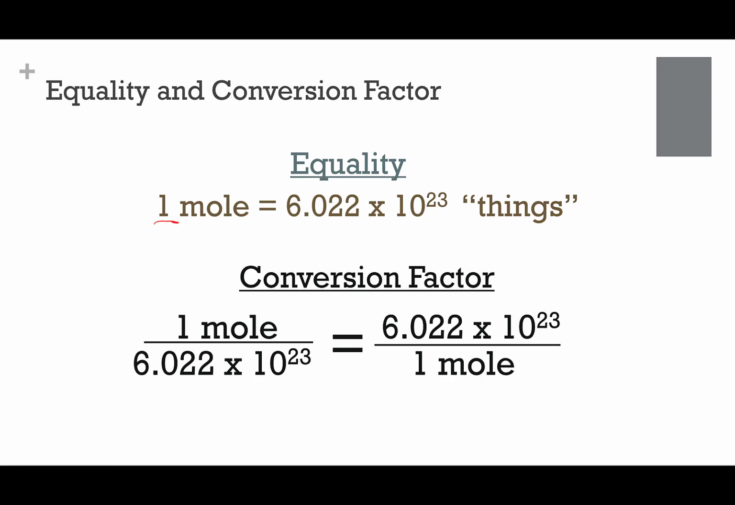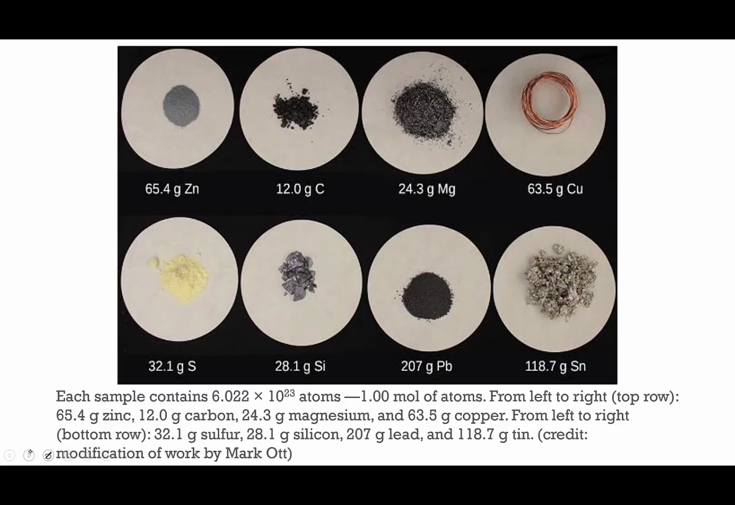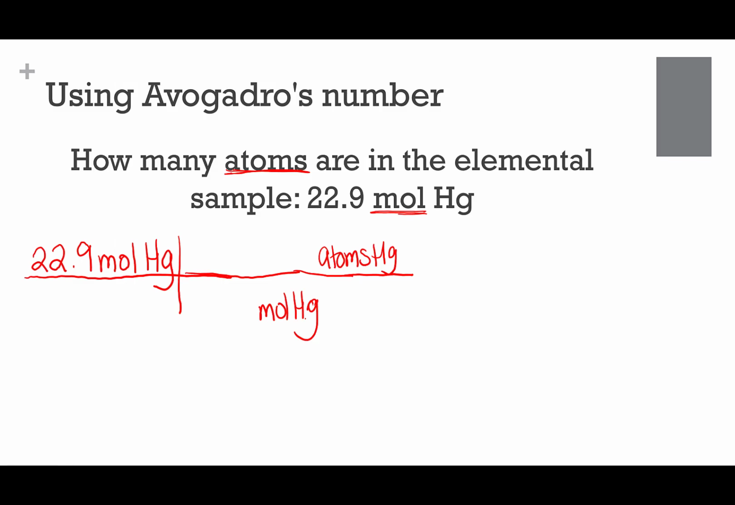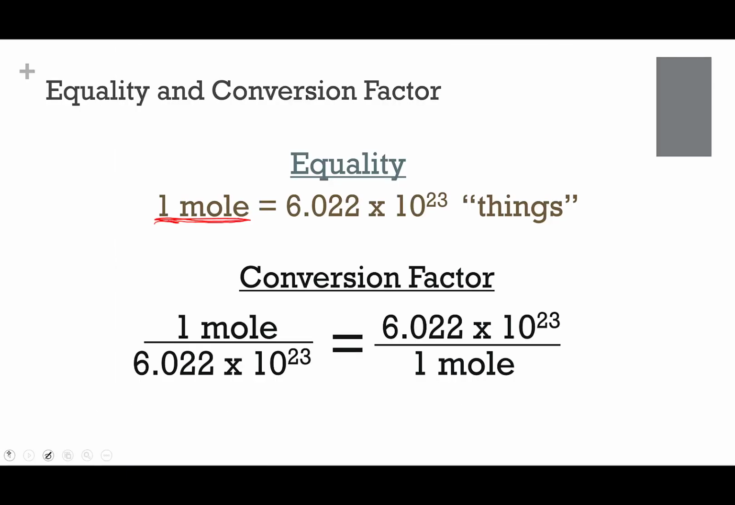What number is attached to mole? Yeah, the number 1. So 1 for now is always going to be the number that's attached to mole. So I click forward to my problem and I see mole is on the bottom. So the number 1 is going to go with that. And in this case, my problem was asking about atoms. So that's going to be the unit on Avogadro's number. So 6.022 times 10 to the 23rd is attached to atoms.